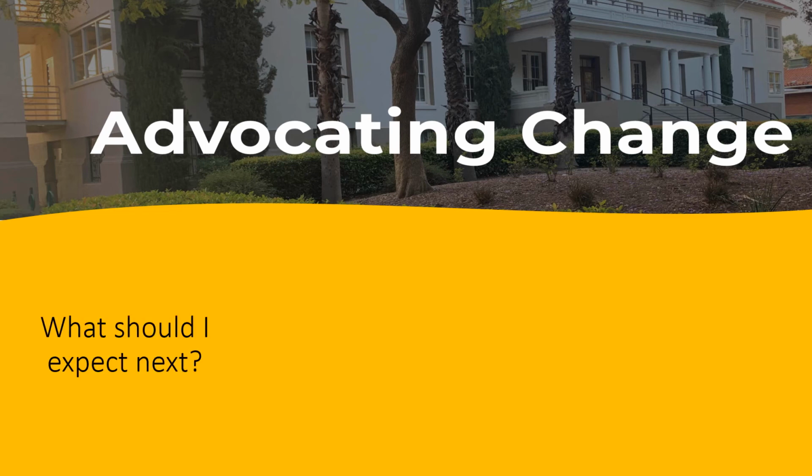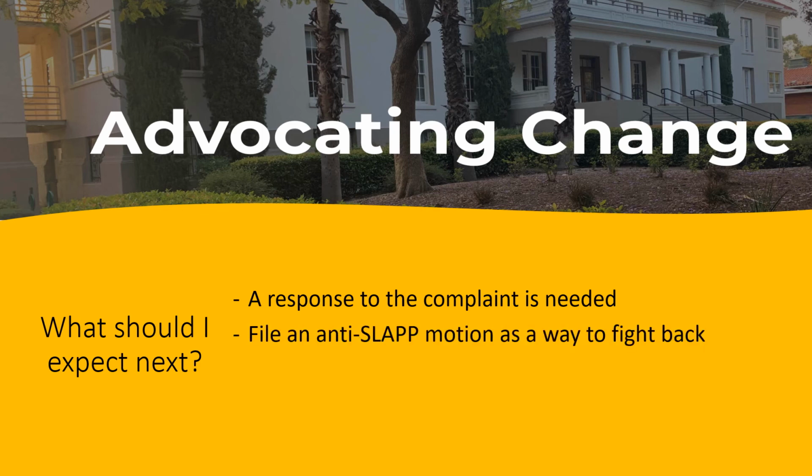You have just been served a complaint. Now what? Before an anti-SLAPP motion is filed, a response to the complaint is needed. If you or your attorney feels the lawsuit is a SLAPP, then the next step is to file an anti-SLAPP motion as a way to fight back. The judge will then decide to grant or dismiss your motion. If dismissed, you're entitled to appeal the decision immediately.